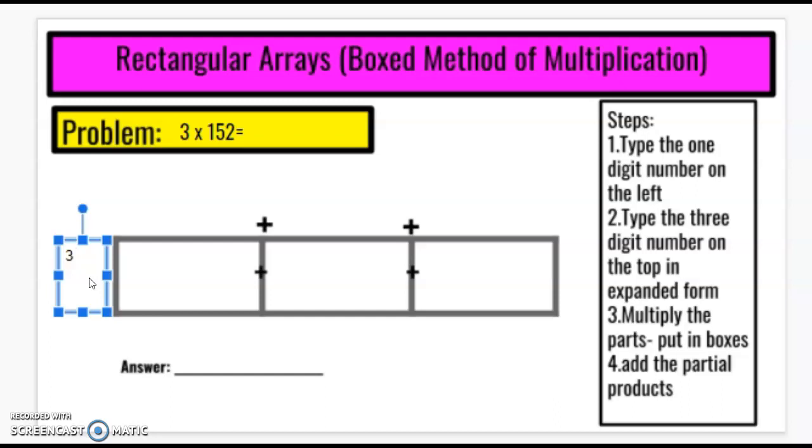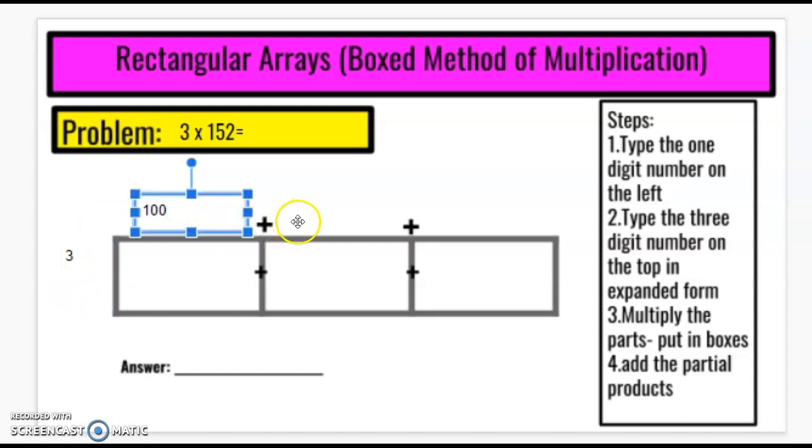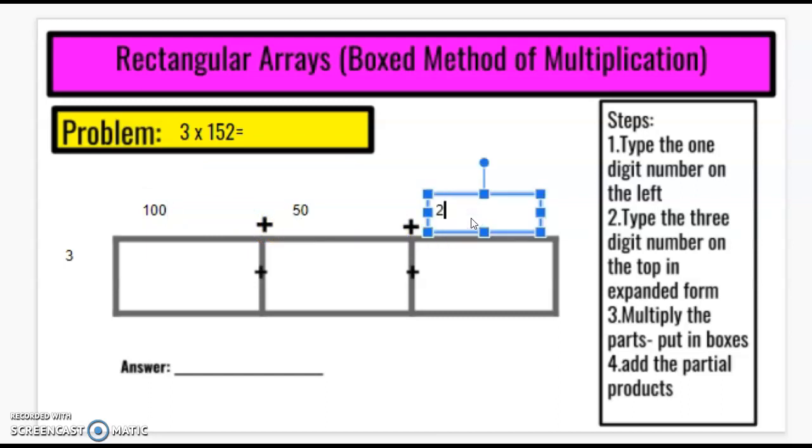Next, step 2, you're going to type the 3-digit number on the top in expanded form. So 152 is 100 plus 50 plus 2. So I'm going to put that on the top. So I have 100 plus 50 plus 2. So 152.